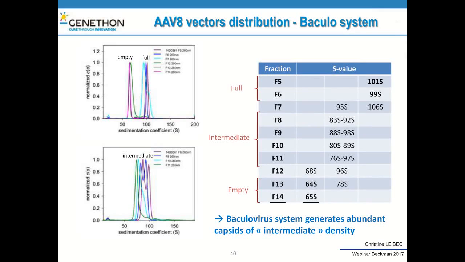For the baculovirus system, we have more fractions, and you can see the S value. It's for the fraction 5 and 6. We have an S value around 100S. All the intermediate species are included between 70S and 95S, and the empty particles, it's around 64, 65S. So the baculovirus system generates abundant capsid of intermediate density.